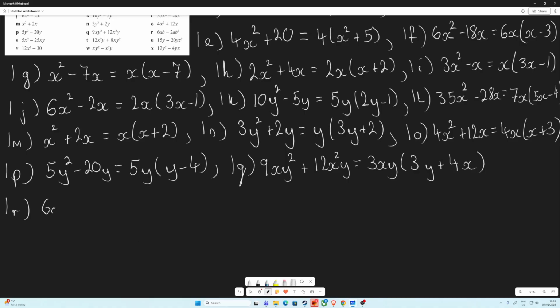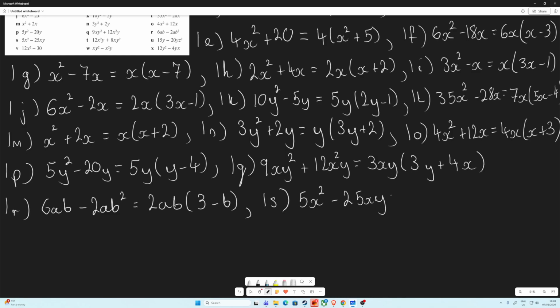We have 6ab minus 2ab squared. So I'm going to take 2ab as a common factor. I'm left with 3 minus b. 1s, 5x squared minus 25xy. So 5x is the common factor, and we're left with x minus 5y.